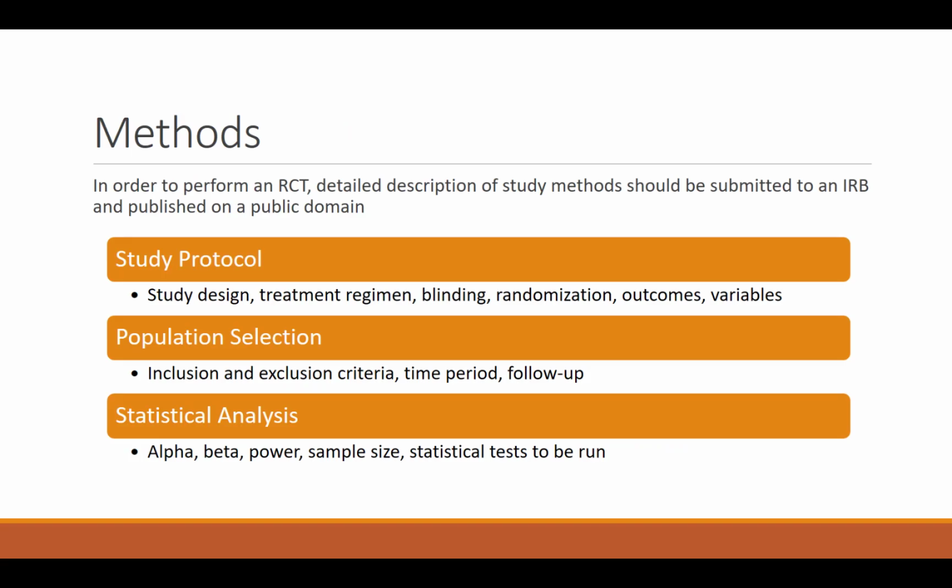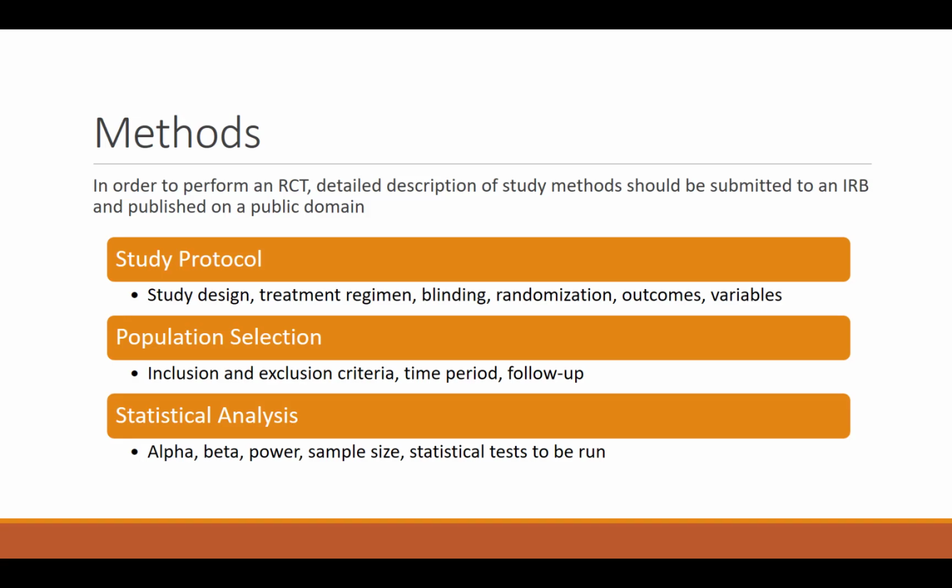Let's talk a little bit about conducting a randomized controlled trial. In order to perform a RCT, you must submit a detailed description of study methods to an IRB, or institutional review board, and more recently, publish this protocol on a public domain. So it's important that the scientific community knows that you're going to conduct a randomized controlled trial, so then you're held accountable for publishing the results and you can't avoid publishing negative results. Like I said, this is a fairly new development.